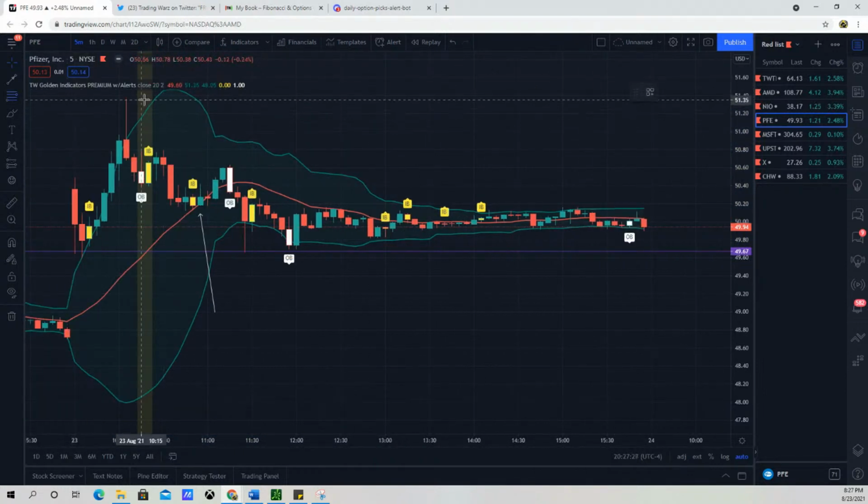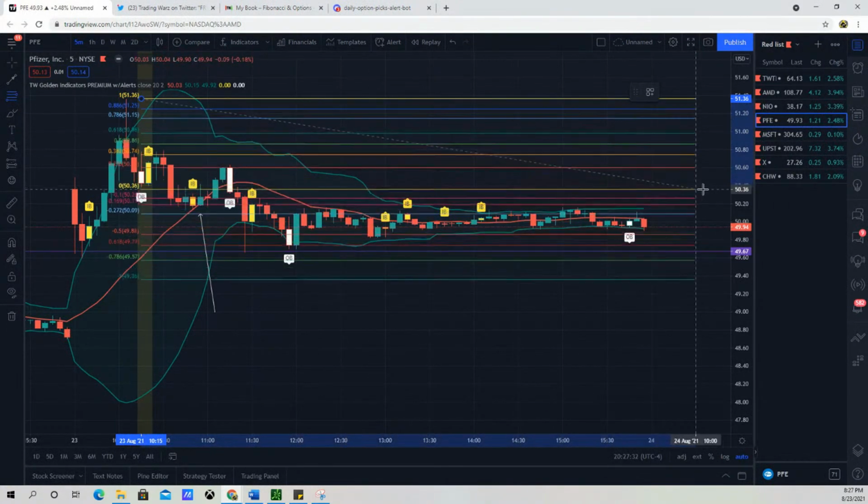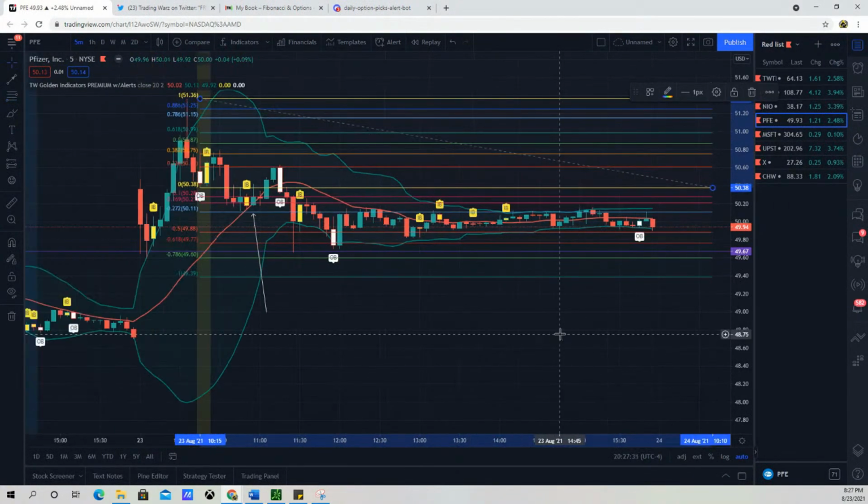So the opposing leg, we can come here from high to low like this. And then you can see right here, let me drag it across. So you could see it right here. So we had this push down, pull back into the 382, trade to the 272 right there. Then we came back and tagged it again.